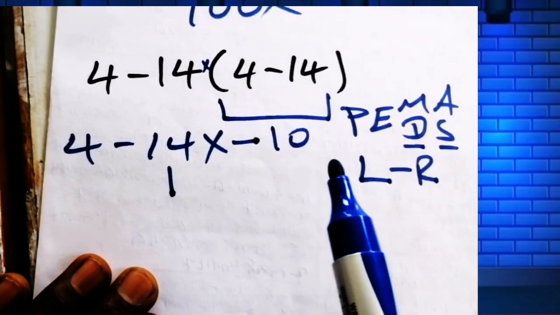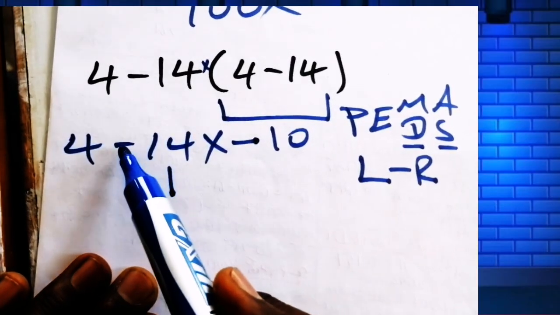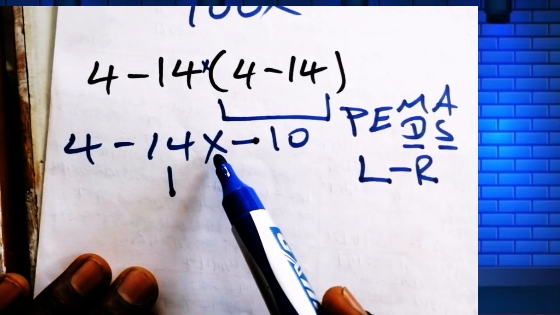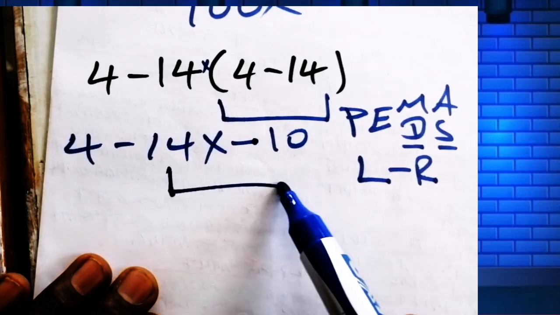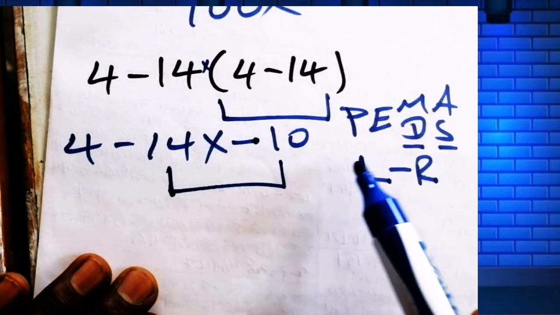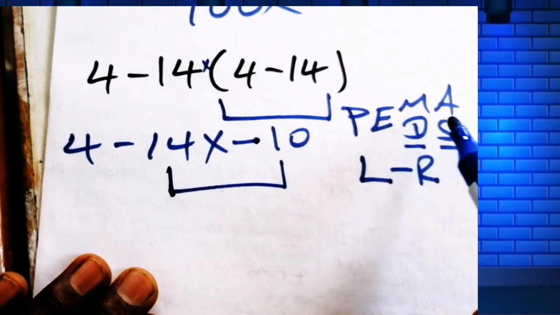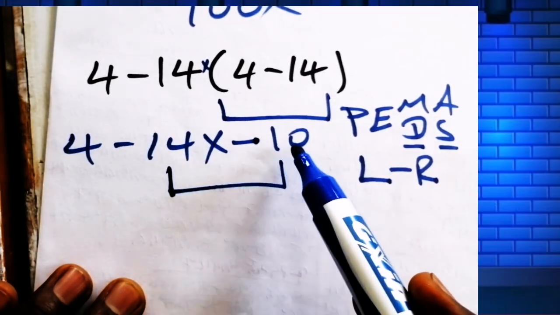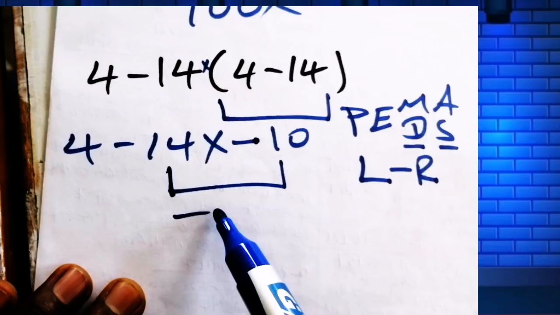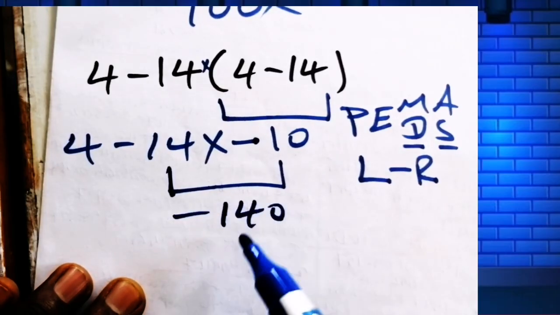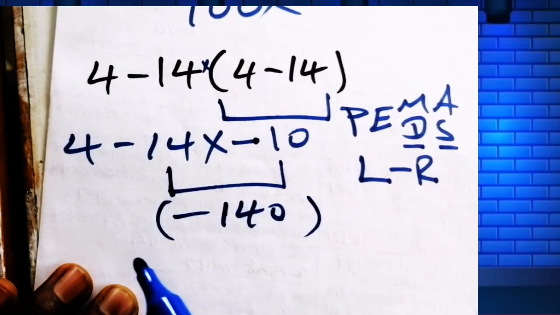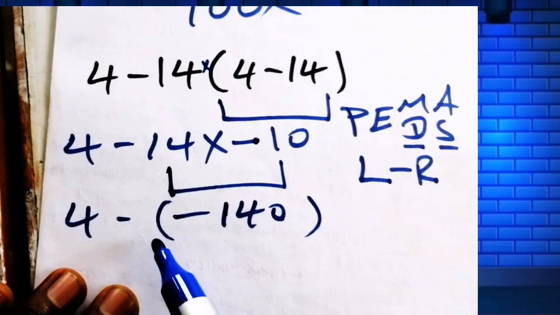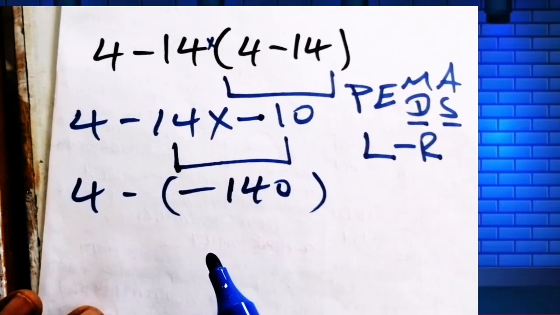Okay, therefore here there is one subtraction and one multiplication. Therefore multiplication has higher priority than subtraction. According to PEMDAS, multiplication comes before subtraction. Therefore 14 times negative 10, which equals negative 140. Okay, negative 140, then 4 minus negative 140.